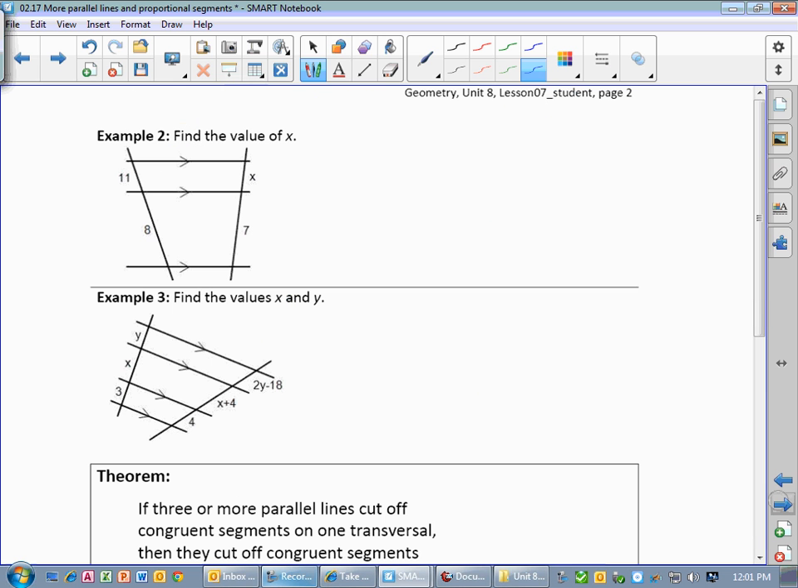All right, so let's do an example. We use that to find the value of x. I'm just going to show you two different ways. There's potentially more, but you need to choose one for each problem.